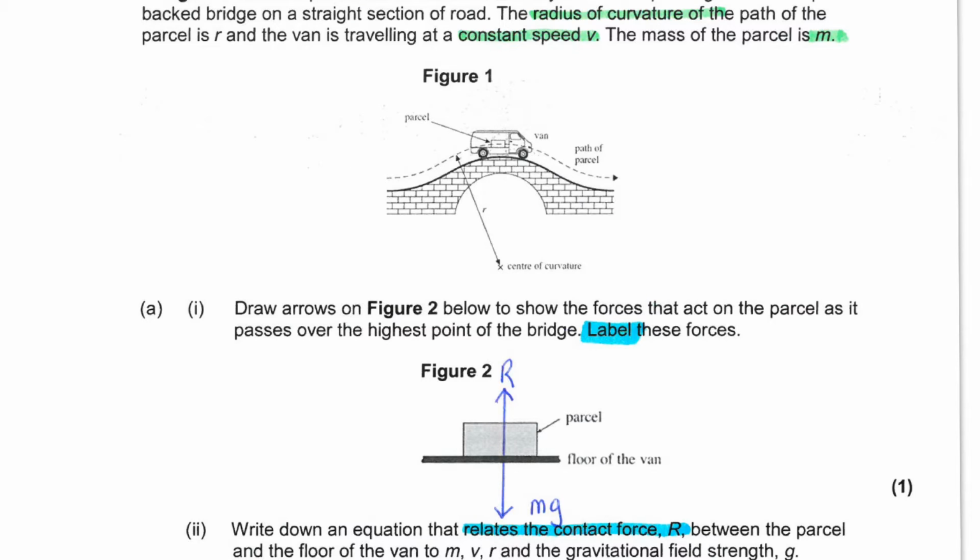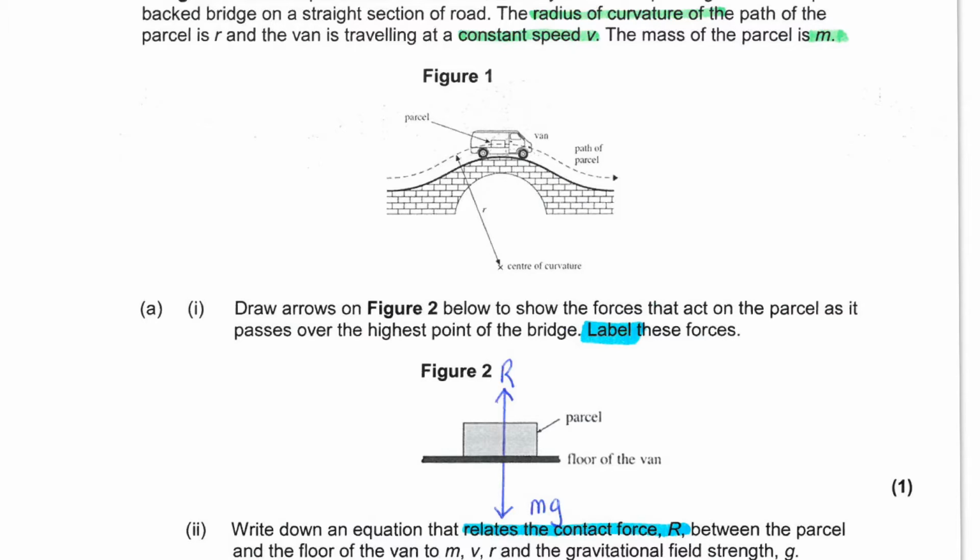This is the Periodic Motion Homework Booklet, question number 1. Figure 1 shows a parcel on the floor of a delivery van that's passing over a humpback bridge on a straight section of road. The radius of curvature of the path of the parcel is r, and the van is travelling at a constant speed v. The mass of the parcel is m.